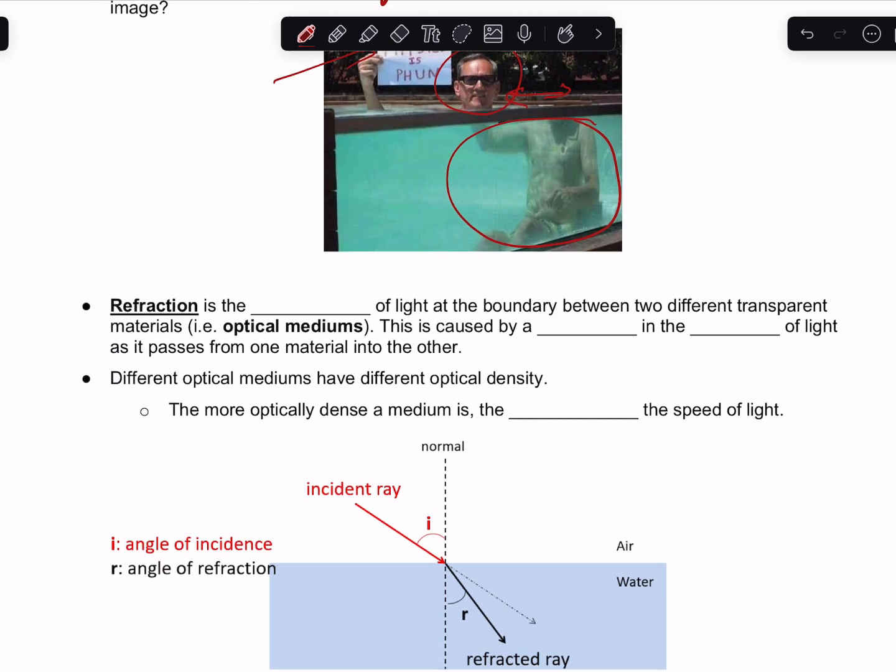Refraction is the bending of light at the boundary between two different transparent mediums, or what we call optical mediums. Optical because light can pass through them. This is caused by a change in the speed of light as it passes from one material into the other. Different optical mediums have different optical density. The more optically dense a medium is, the slower the speed of light.